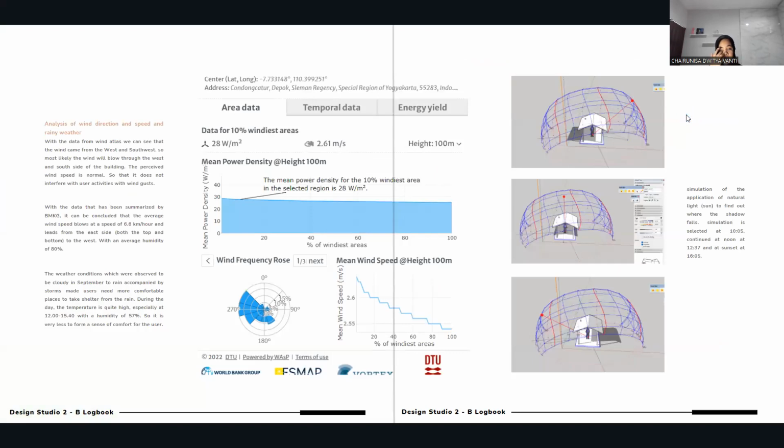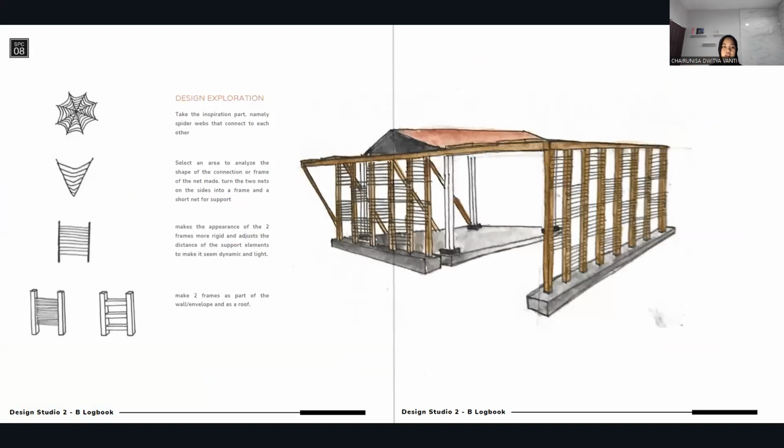This is the analysis for the wind direction, wind speed, and also the shadow falls. For the design exploration, the design inspiration came from spider webs. Then I selected some areas to analyze the shape of the connection of a frame, turned into two nets on the sides of a frame, with a short net for support. This makes the appearance of the two frames more rigid, and I adjusted the distance of the support elements to make it seem dynamic and light. The dynamic and light one is for the walls or the envelope, and the row one is for the beams or the roof structure.